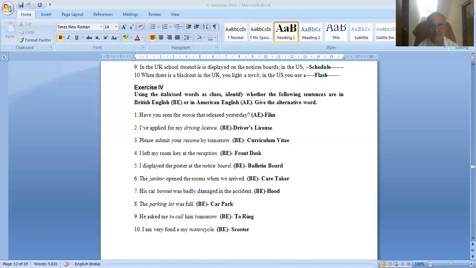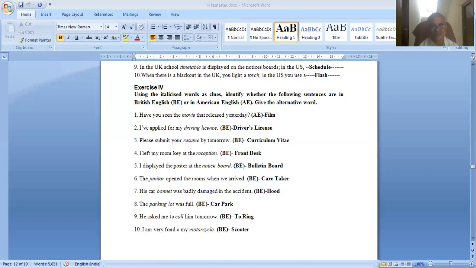I displayed the poster at the notice board. Notice board is a word commonly used by the British people. They use the word notice board. So it's a British word, notice board. But the Americans call the same thing bulletin board. So the Britishers' notice board is nothing but the Americans' bulletin board.